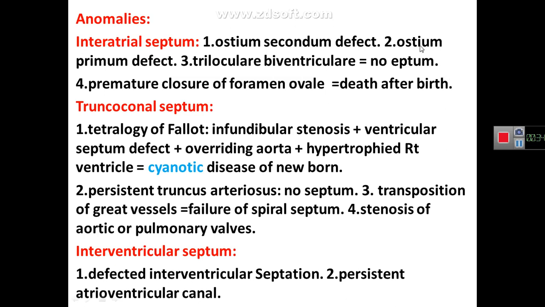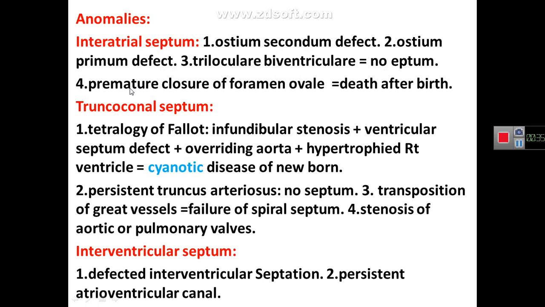You know, the ostium primum is between the septum primum and the cushion. The fusion of the cushion with the septum primum will not occur. Or there will be no septum in the atria at all. You will find two ventricles and one atrium. So trilocularly, three locules, two of them are ventricles, biventricularly, with no septum formation in the atrium.